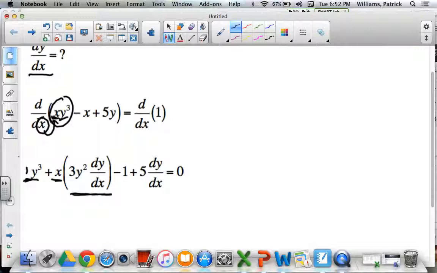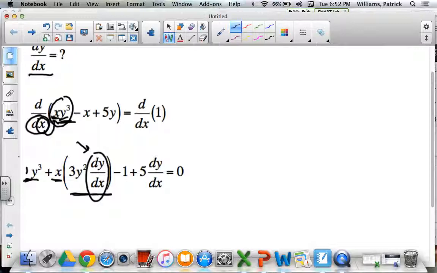Remember, now we look at that respect rule. We're taking the derivative with respect to x. Y is not the same as x, so we get no respect, and we add this stuff to the end of it. The derivative of y cubed with respect to y would be 3y squared. But since we're taking the derivative with respect to x, we have to multiply it by dy/dx right down here.